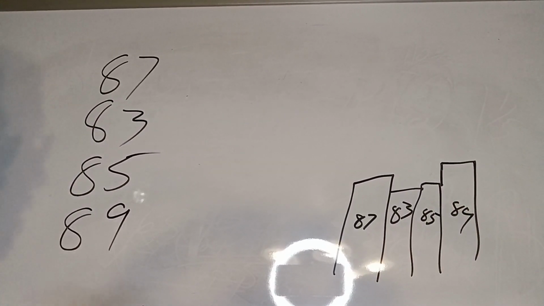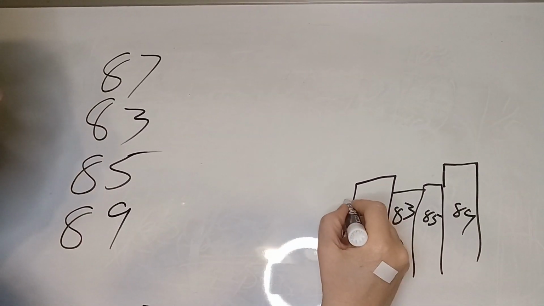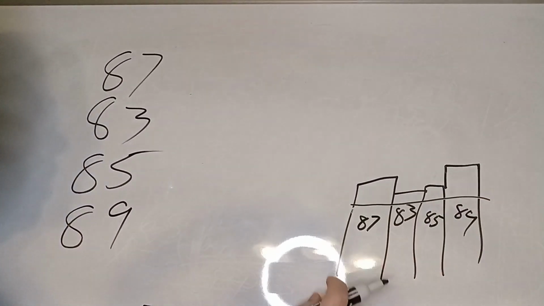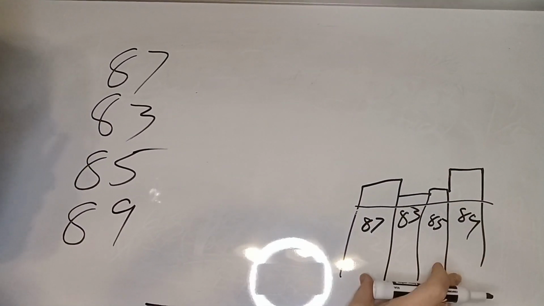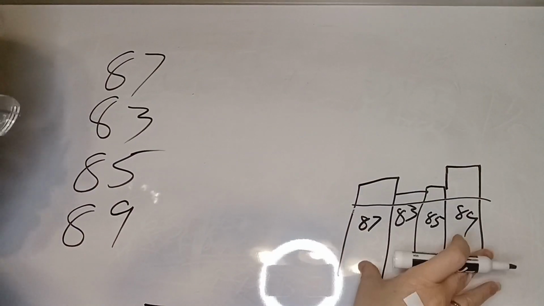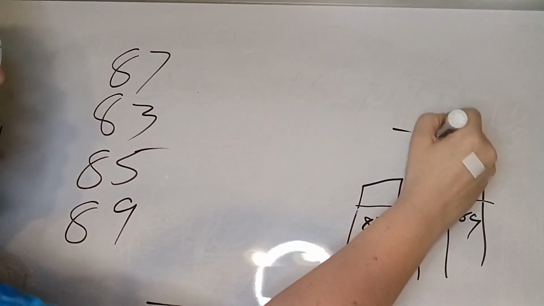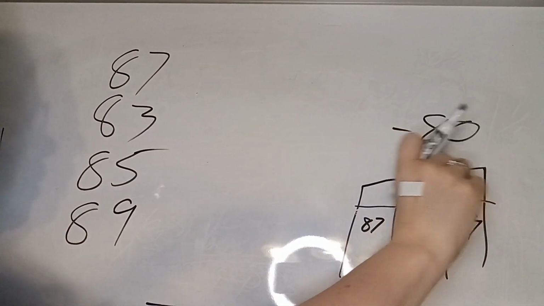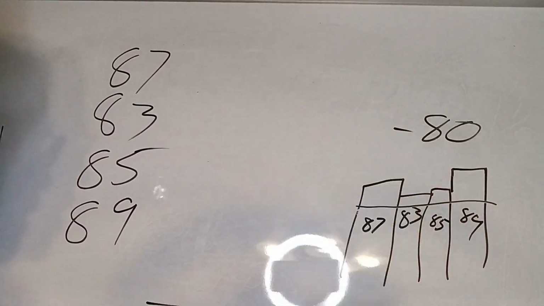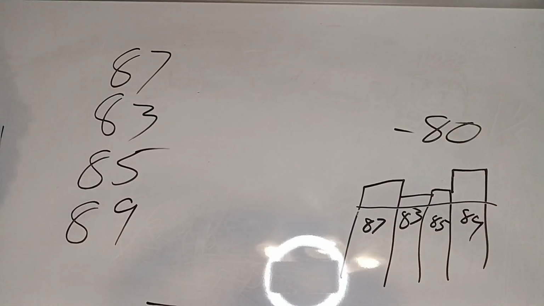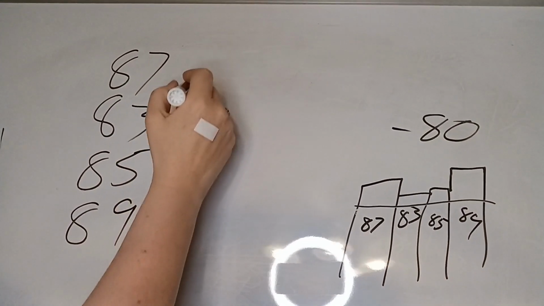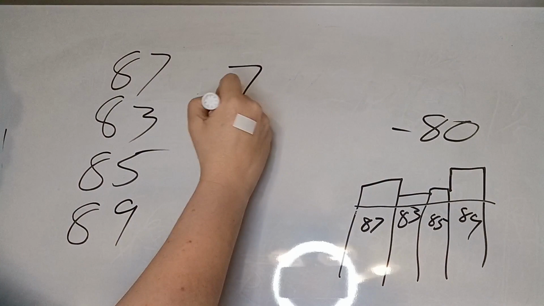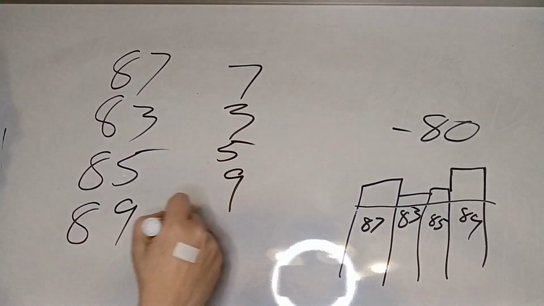But one thing that really doesn't matter is what's going on below this line, because they're all 80, right? It's 80 all the way along. So we can subtract 80 off of everything, do the averaging, which makes all this stuff even, and then add the 80 back on. So that gives us that we are averaging 7, 3, 5, and 9.